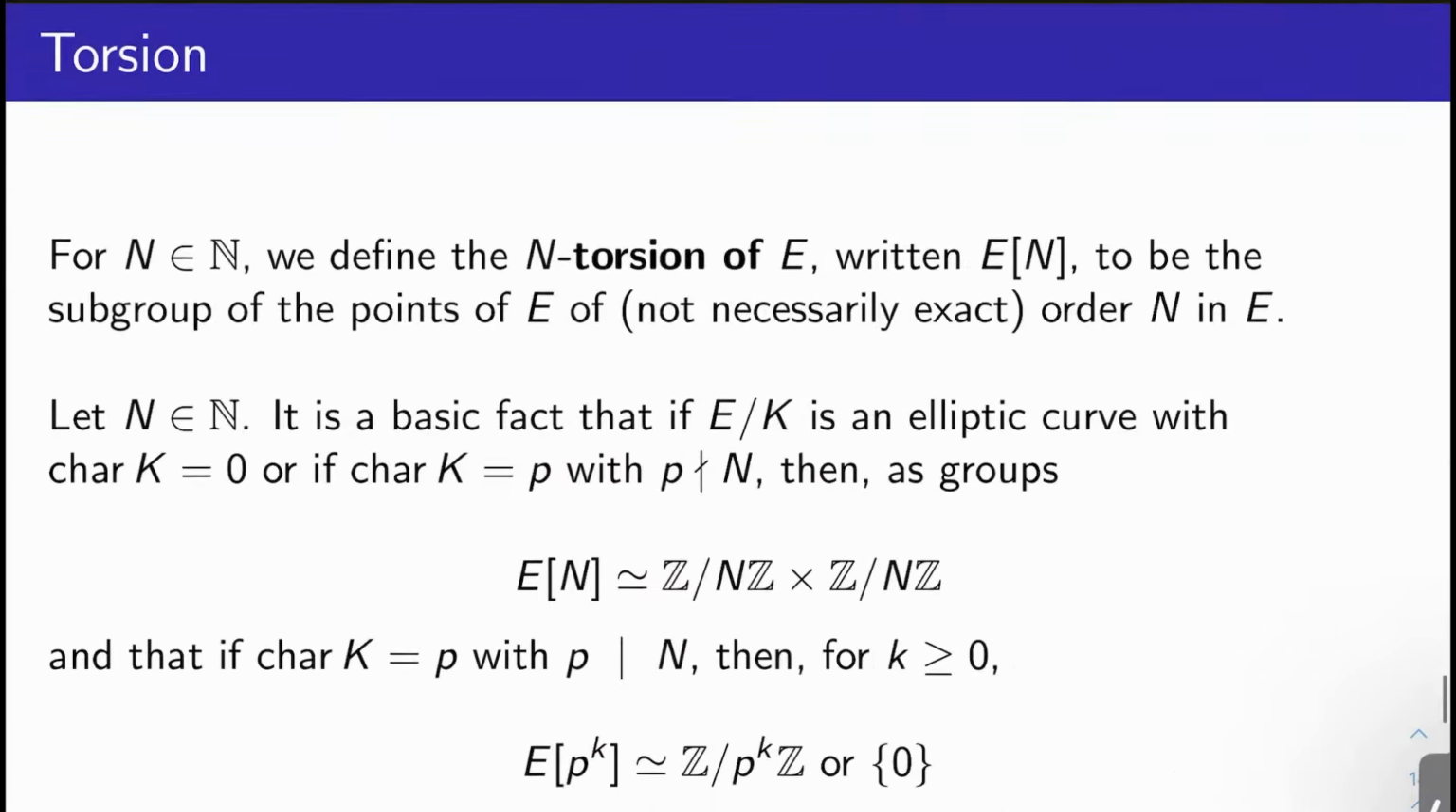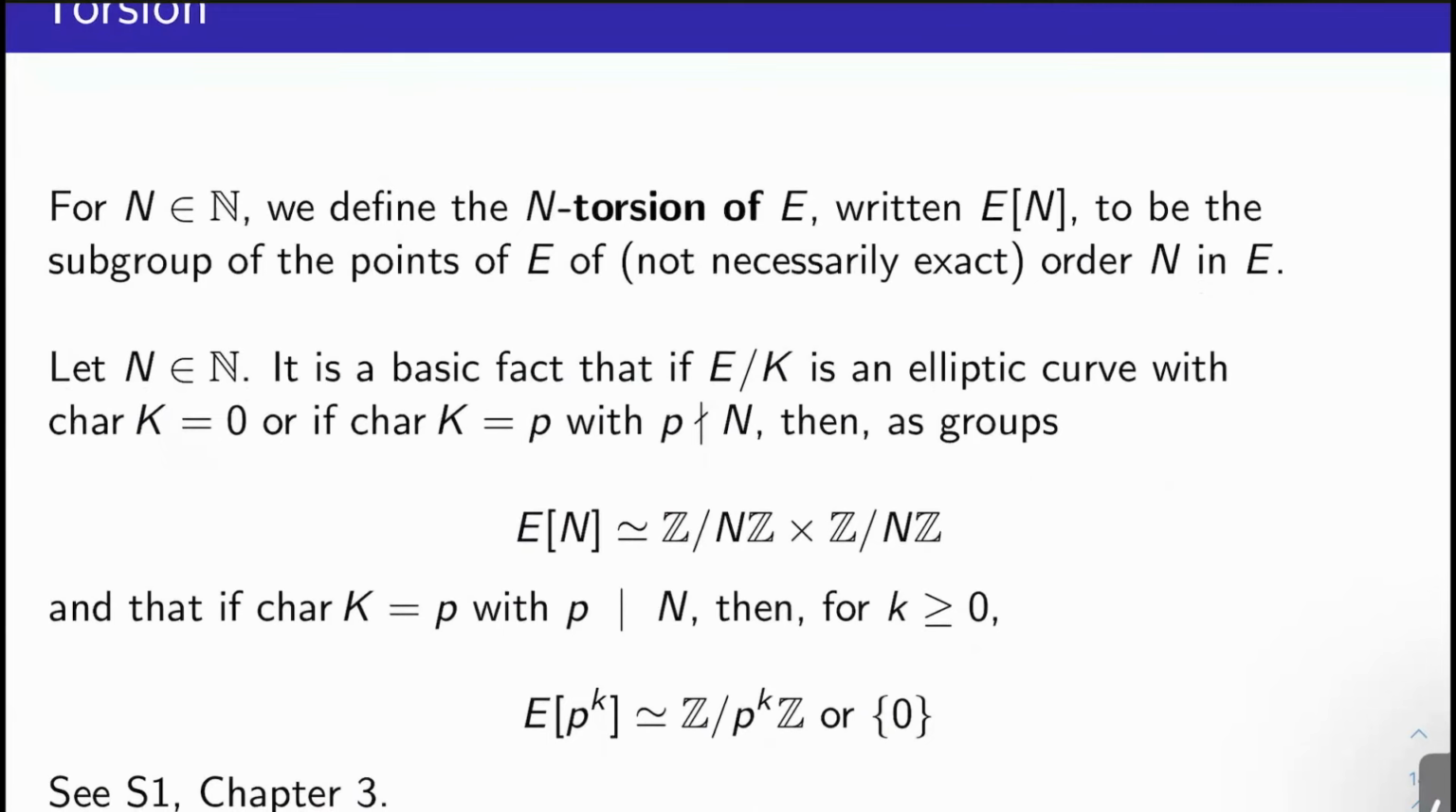Torsion. So take a natural number n, and define the n-torsion of an elliptic curve E, let's say E over Q, written E[n], to be the subgroup of points of E of not necessarily exact order n. So remember, E is a group. So you can just look at all the points in that group of some order n, or of some order dividing n. That forms a subgroup by basic abstract algebra, and that's called the n-torsion of E. In fact, this is just a general abstract algebra definition, although this notation is elliptic curve notation.